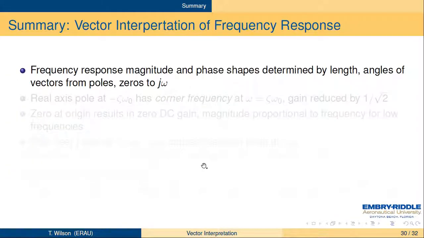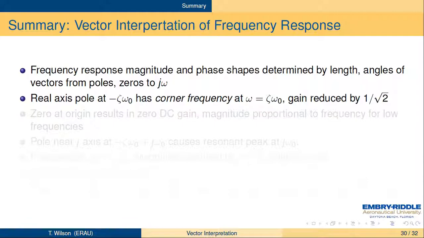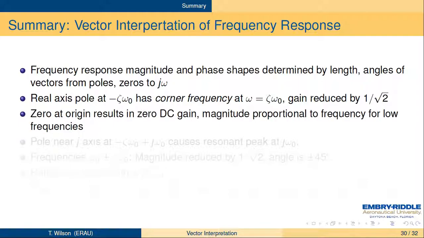So let's summarize this. The poles and zeros determine the shape of the frequency response, and you can figure out what that is using the length of the vectors from the poles or zeros to the j omega axis. When you have a real axis pole at minus alpha or at minus zeta omega naught, that's a corner frequency. This is actually where I did a text substitution of alpha to zeta omega naught, so that should really say minus alpha. And then you have a corner frequency at omega equals alpha, and the gain's down there by 1 over root 2. That's the first order case.